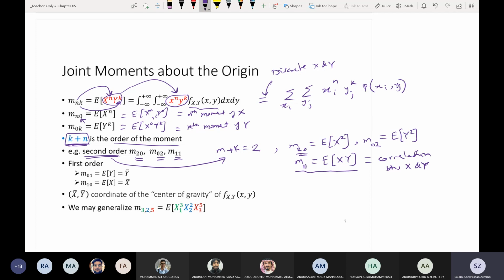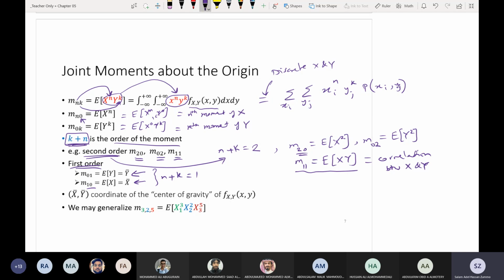Now the first order moment. First order means n plus k equals 1, right? So I don't have many options here. Either n equals 0 and k equals 1, which gives you the expected value of y, or n equals 1 and k equals 0, which gives you the expected value of x. You don't have many options here.